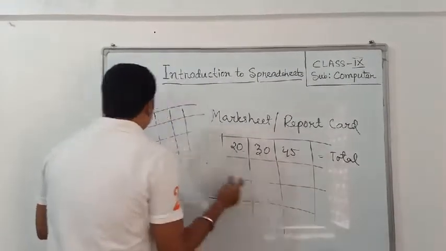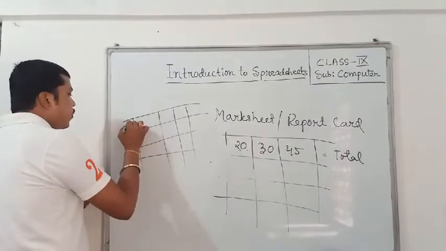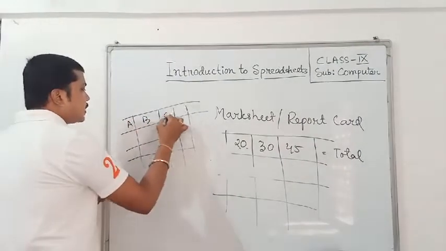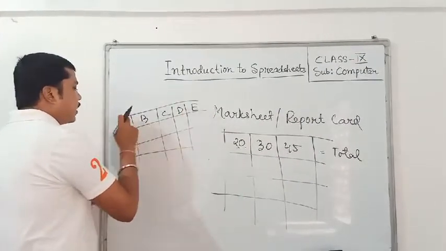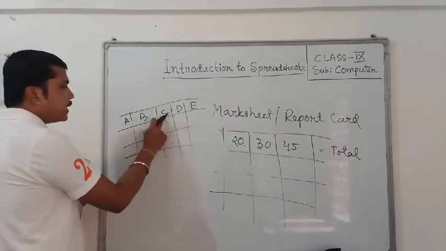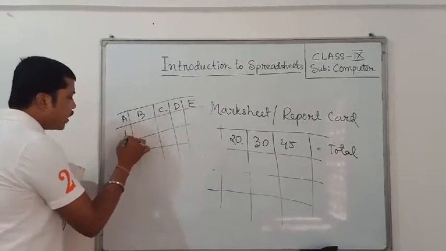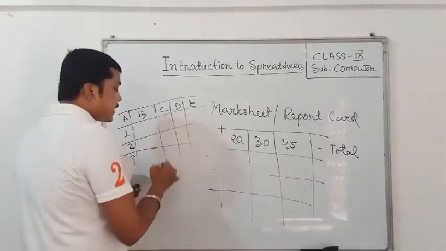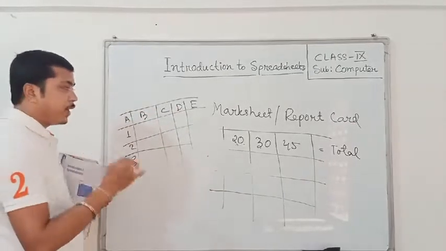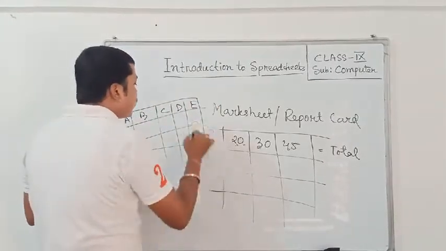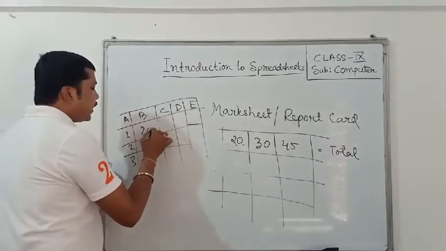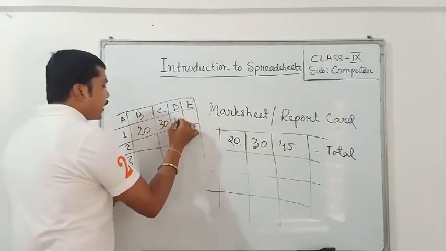Now the name of this cell is, say, A, B, C, D, E. This is column number A, B, C, D, E. Now it is 1, 2, 3. Your Excel spreadsheets are of this format, okay. Now suppose here the number is 20, here it is 30, here it is 40.